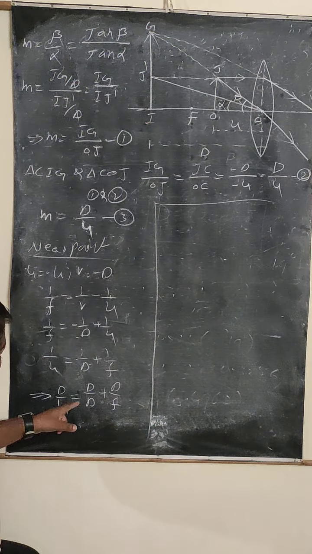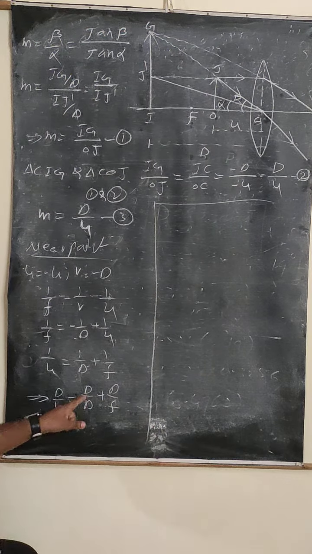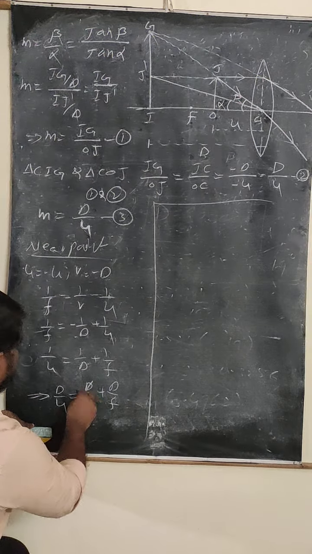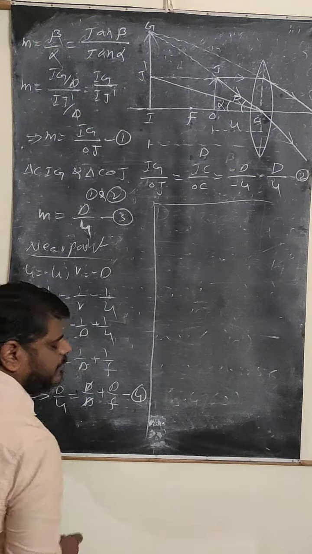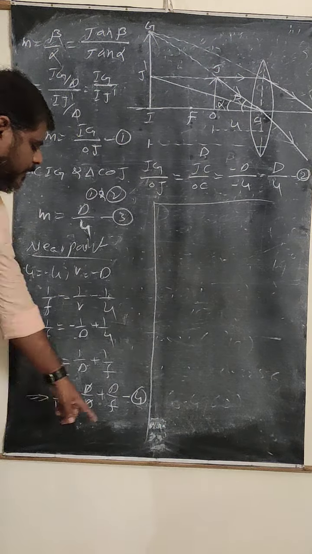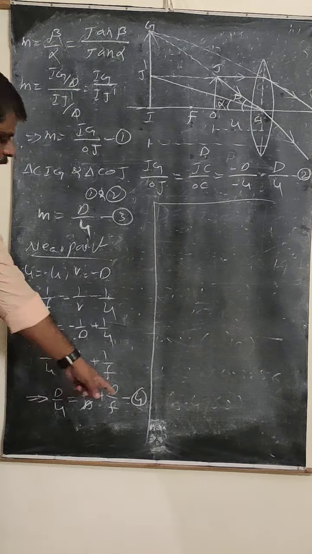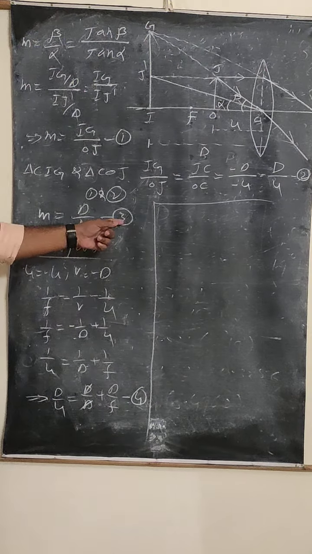Okay, so D by u is equal to D by d plus D by f. So D by d is going to be cancelled here, and I am going to call it the fourth equation. Now, refer to the fourth and the third equations here. Third equation, what is it saying?